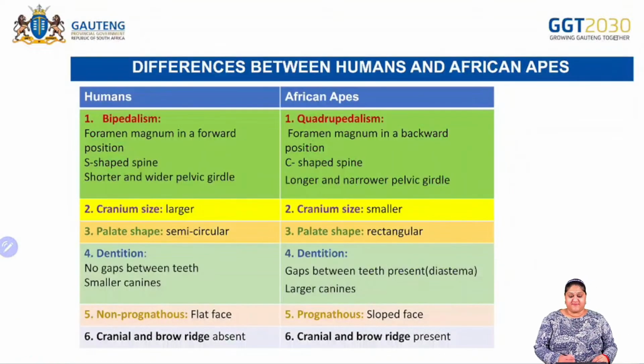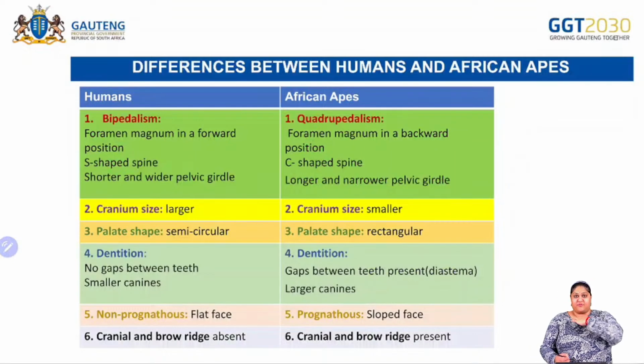Now, what are the differences between the humans and the African apes? Okay, so here we are looking at the different criteria. There are 6 that are mentioned, but this is a table comparing them. We're going to go into them in more detail, and then we're going to do some activities where I'm going to explain it better. So the first one is bipedalism and quadrupedalism. Bipedalism means that they can walk on 2 lower limbs, or 2 hind limbs, whereas the quadrupedal, they walk on all 4s.